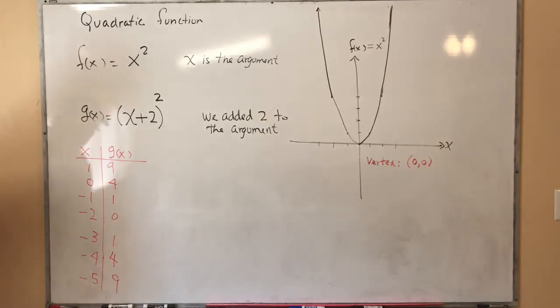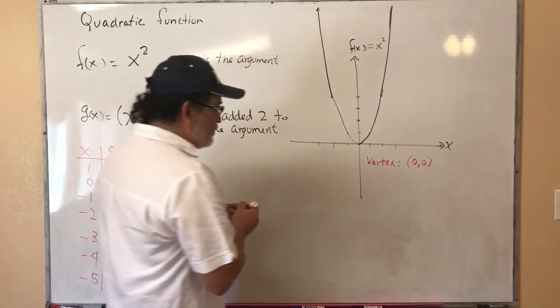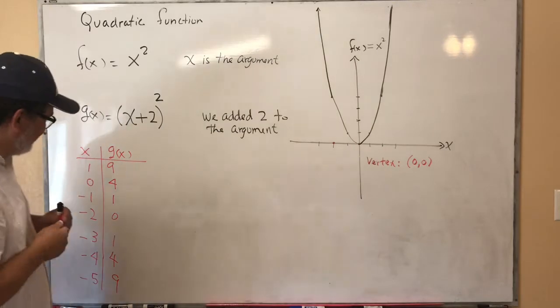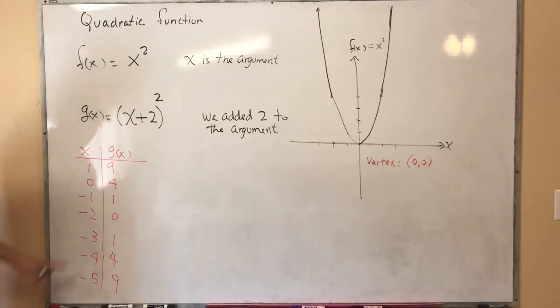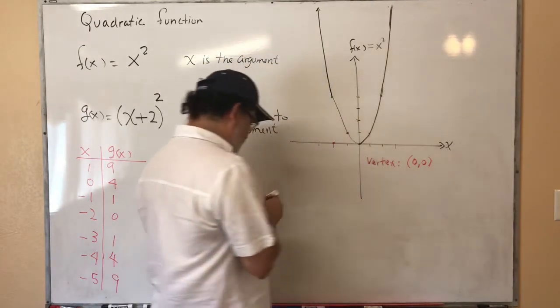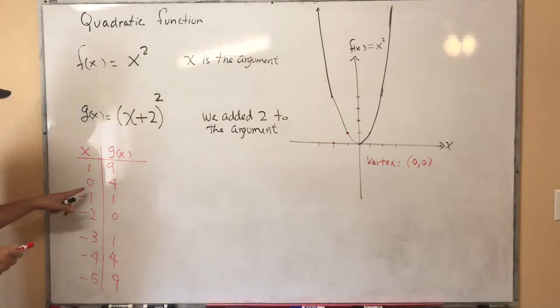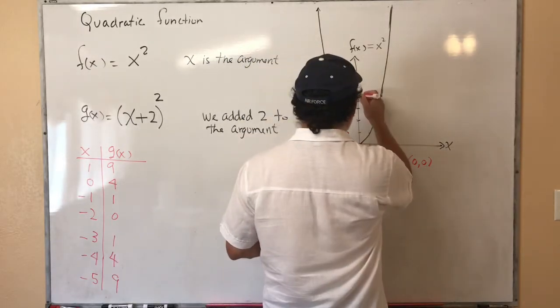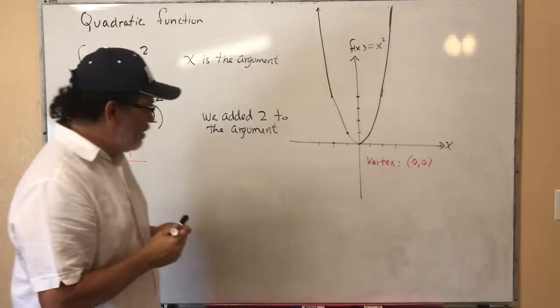So watch this. Let x be -2. What's g of -2? 0. See? Let x be -1. g of -1 is 1. Okay. See? Let x be 0. g of 0 is 4 right there. You see that? You see what's going on?